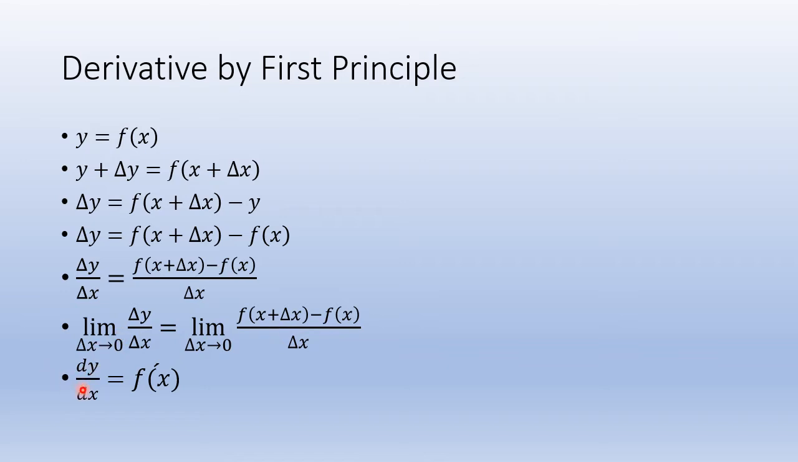This limit is called dy by dx and this limit is called f dash x, the derivative of f of x. We have to do some simplification here. These steps are to be followed in all the questions when we have to find the derivative by first principle. Let's get to question number 1.